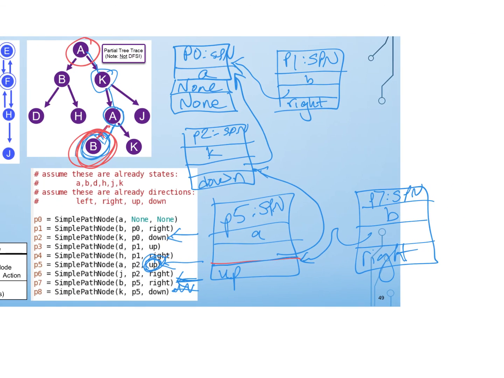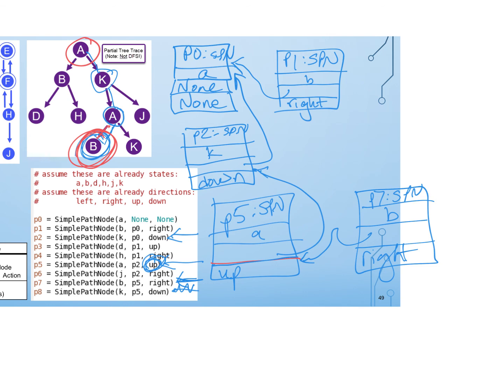Anyway, so when we got to the B state down here, we could say, hey, are you a goal? And if it was, then we could follow these arrows up and keep track of, okay, the last thing I did was right, then up, then down. So if I flip those around and I go down, up, right, I'll get to my solution.